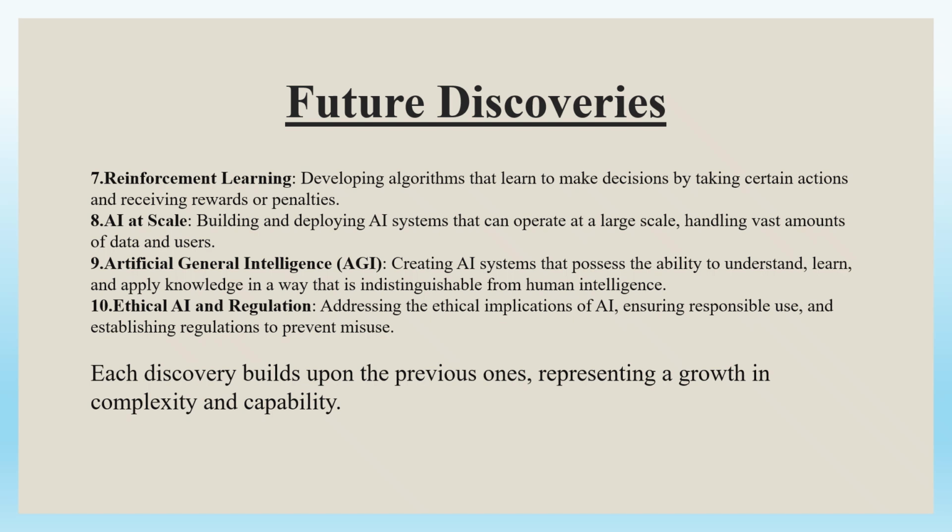And the next item for future discoveries is reinforcement learning. That's one type of learning that the machine can go through to make decisions and take certain actions. Reinforcement learning is based on receiving rewards or penalties: if the machine makes the right decision, it would get some kind of reward, but if the machine makes the wrong decision, it would get some kind of penalty.